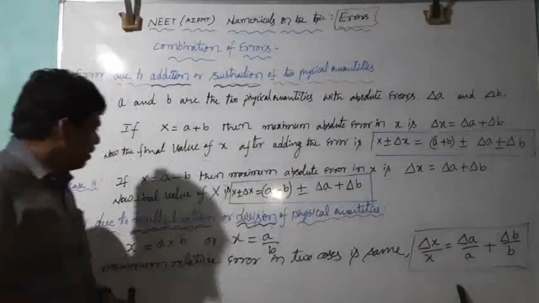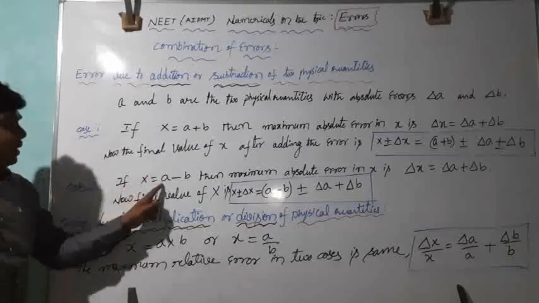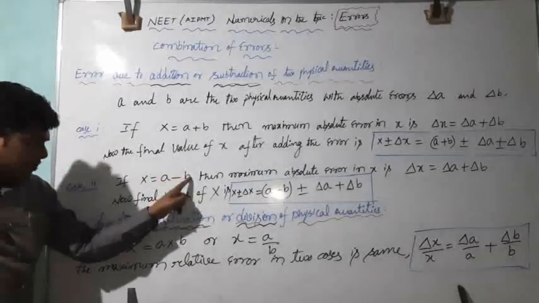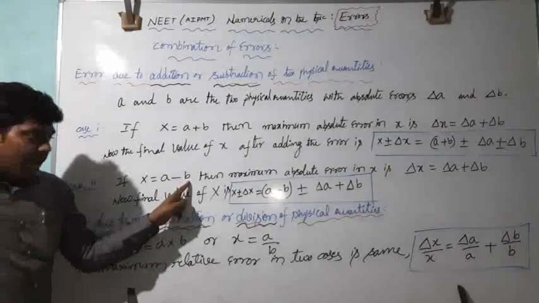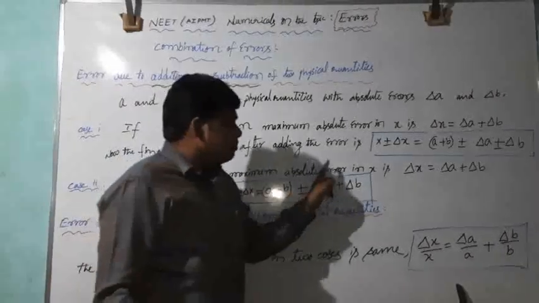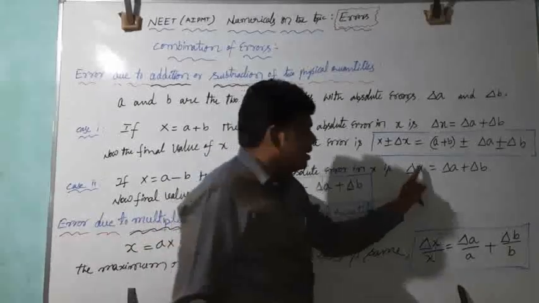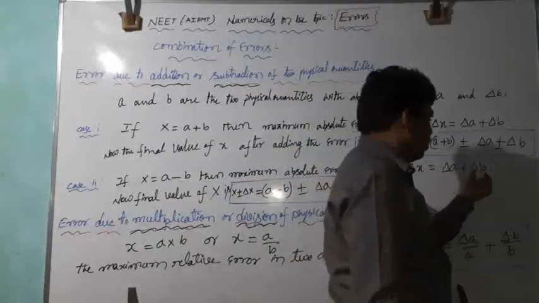Similarly, if two quantities are subtracted, x is equal to A minus B, again the maximum absolute error in x is given by delta x is equal to delta A plus delta B only.